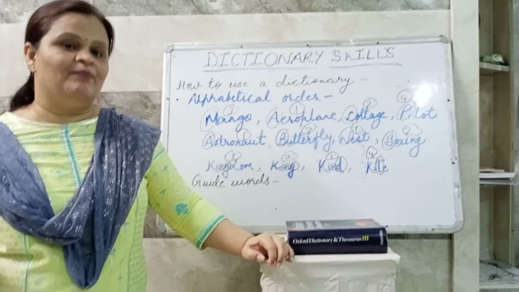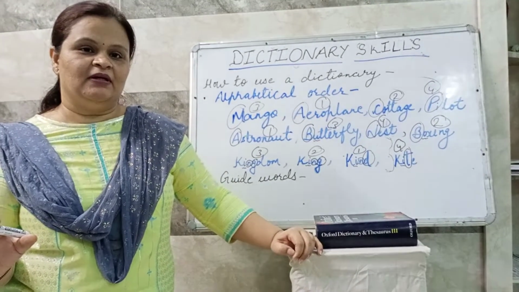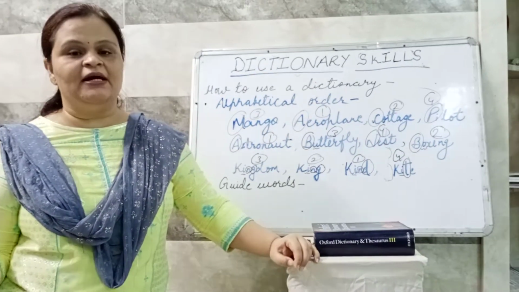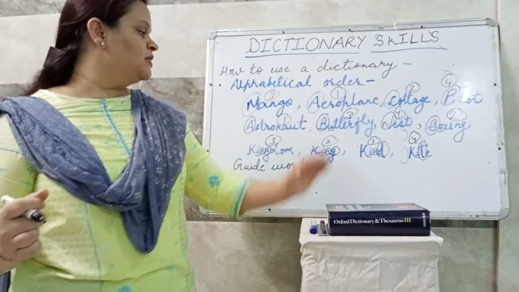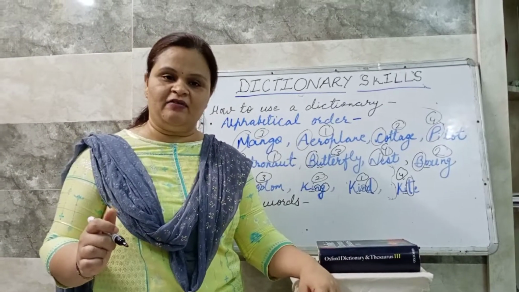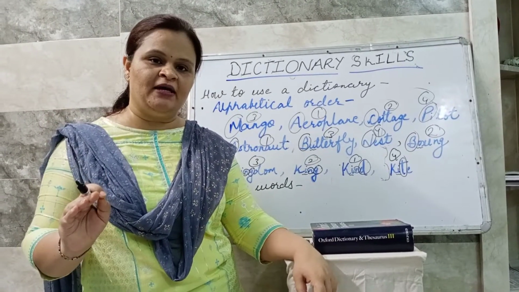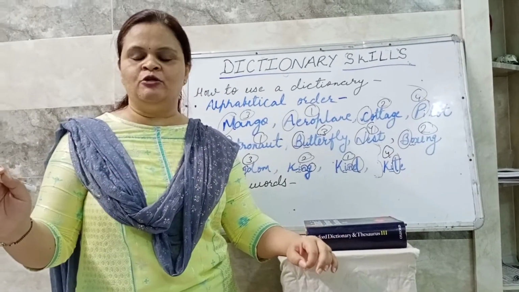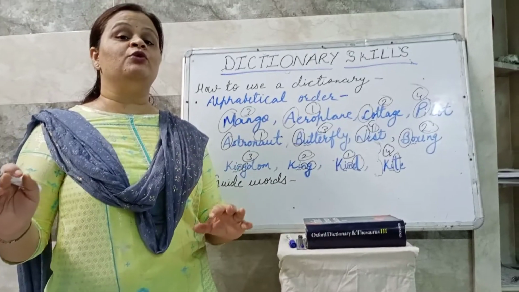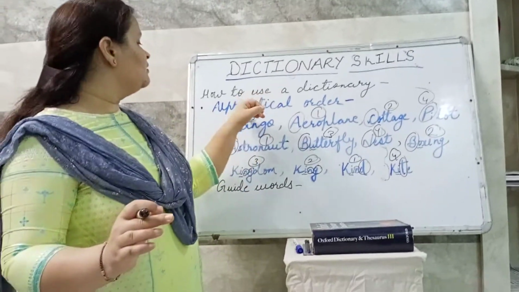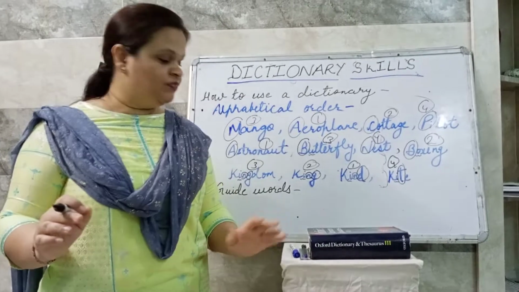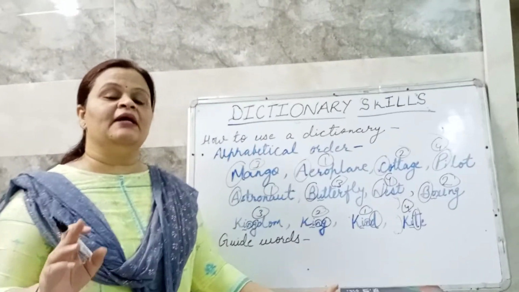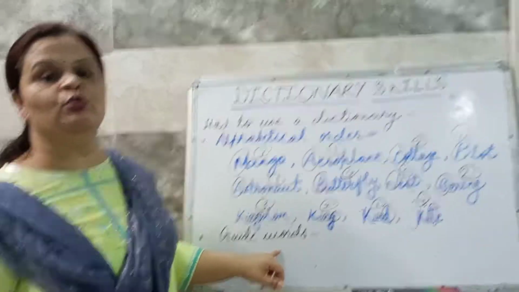It needs practice. If you practice more and more, it will be more clear to you. I'll give you an activity, the same alphabetical arrangement activity, but make sure in your mind that if you want to use the dictionary very easily and smoothly, you have to be very, very well versed with the alphabetical order. Now children, one more very important thing is guide words.